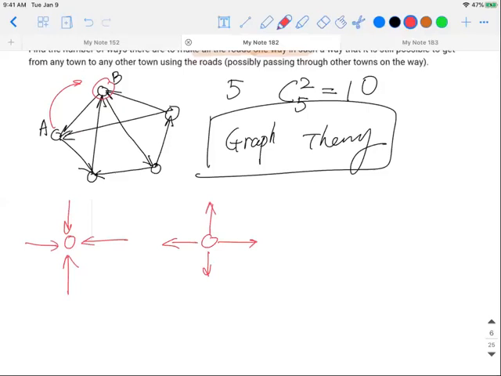In order to make our life easier, all the roads going in, all the roads going out, this is more like a human language.